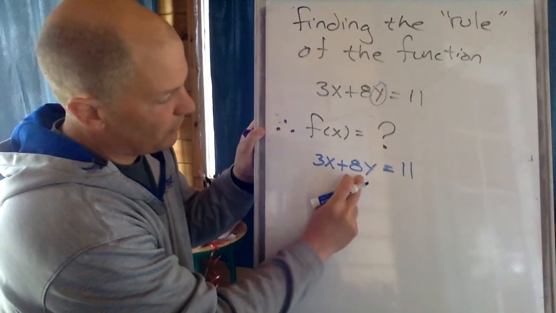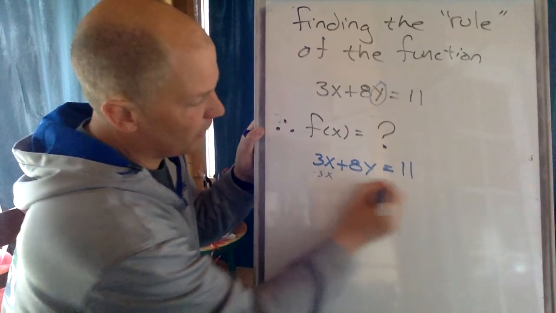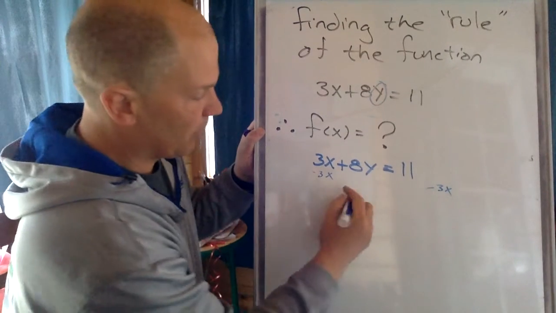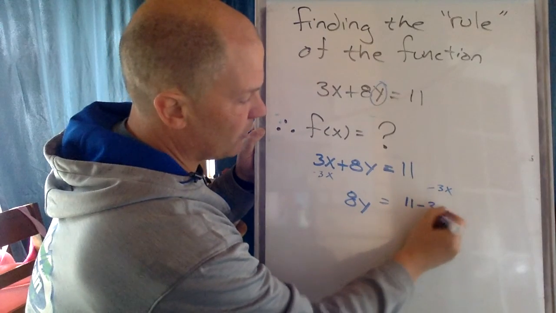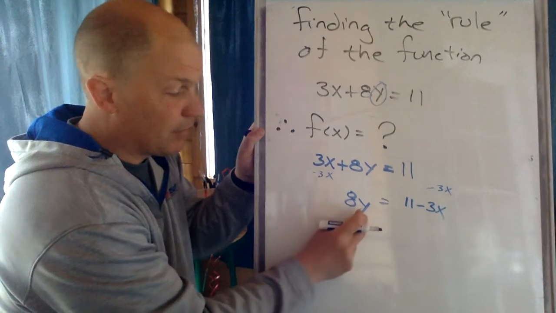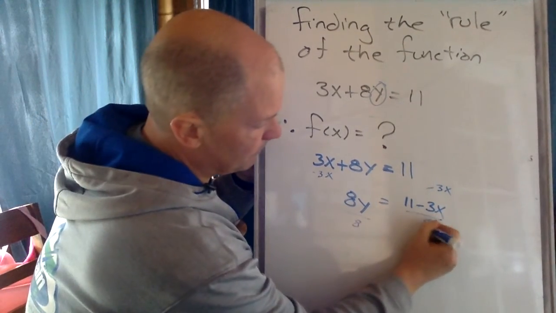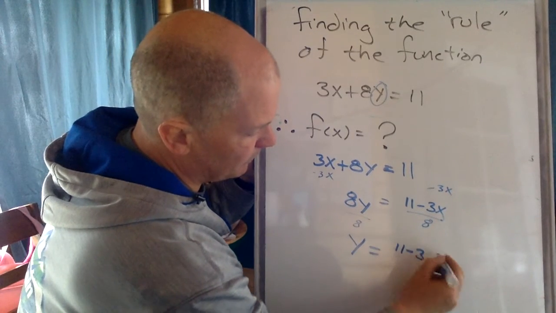I'm trying to solve for 8y. So that means I need to move the 3x. So I'm going to subtract 3x from both sides. Subtract 3x, and I'm going to get 8y is 11 minus 3x. So I'm almost there. Now, 8 times y, so I've got to divide by 8. So I get y equals this ugly thing over here.